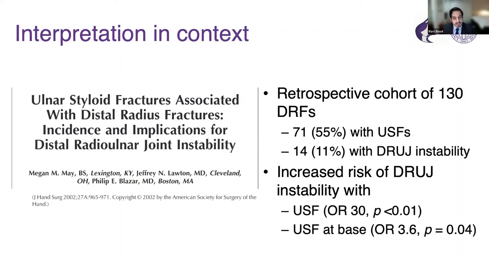So this study is nearly 20 years old now, from Dr. Blazer and others, but this was a similar design, though a retrospective cohort study of 130 distal radius fractures. And in that study, of the 14 or 11% that had TRUJ instability, all of them had ulnar styloid fractures. And they found that specifically location, fracture at the base, was associated with instability. So this was very compelling. They didn't look at patient-reported outcomes. And there's a chance that some of these results could have been related to confounding, but this, I think, inspired a lot of follow-up studies.